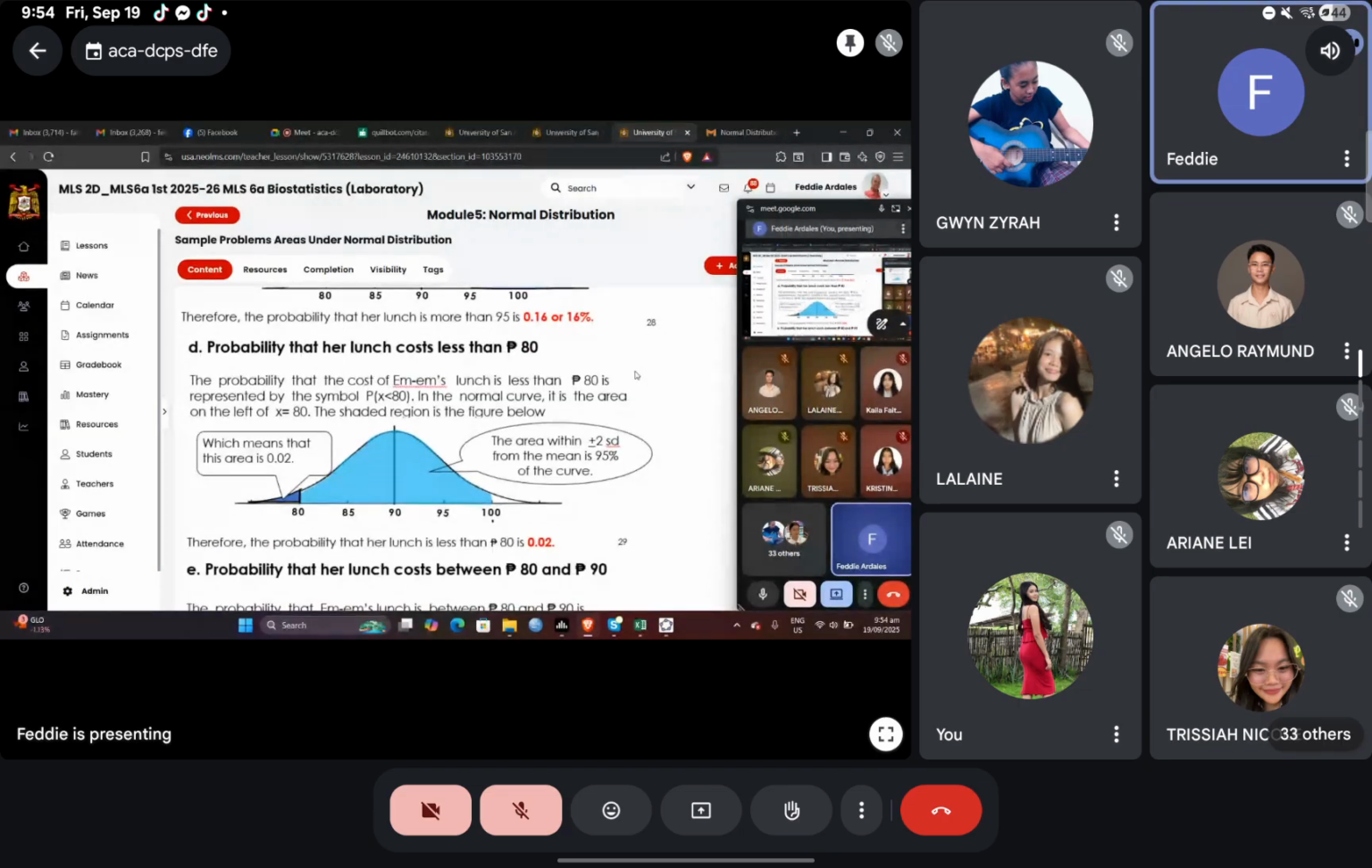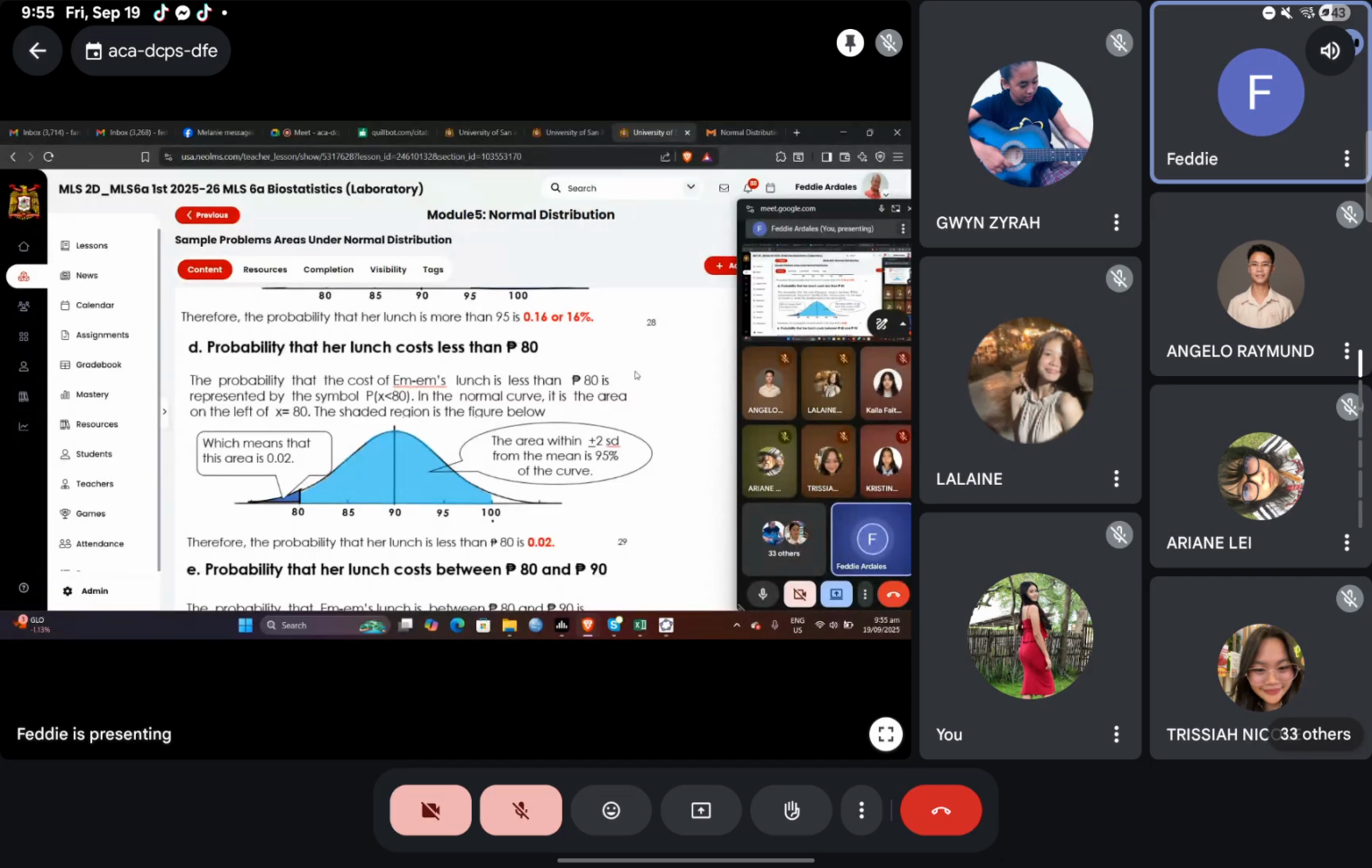Okay, another one. So for the probability that her lands cost less than 80 pesos, if you try to plot it, take note, 80 falls within two standard deviations of the mean, which is approximately 95% of the curve.